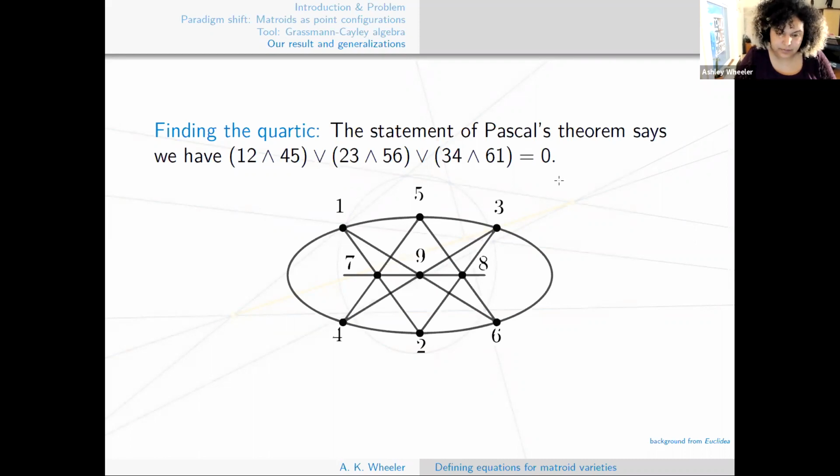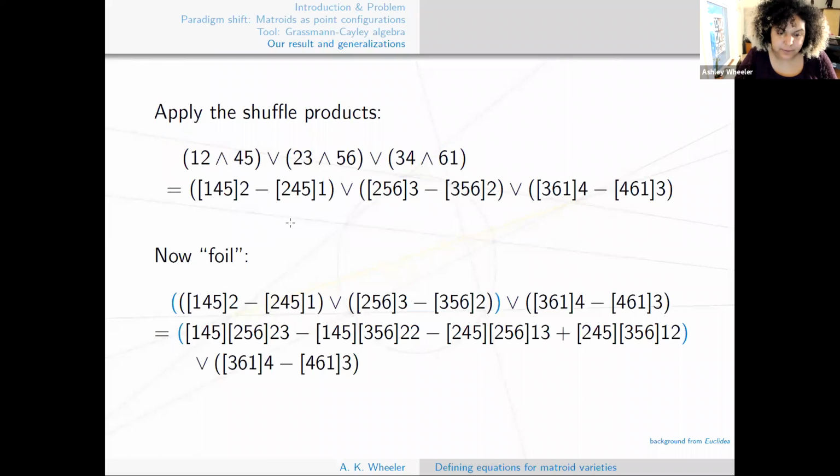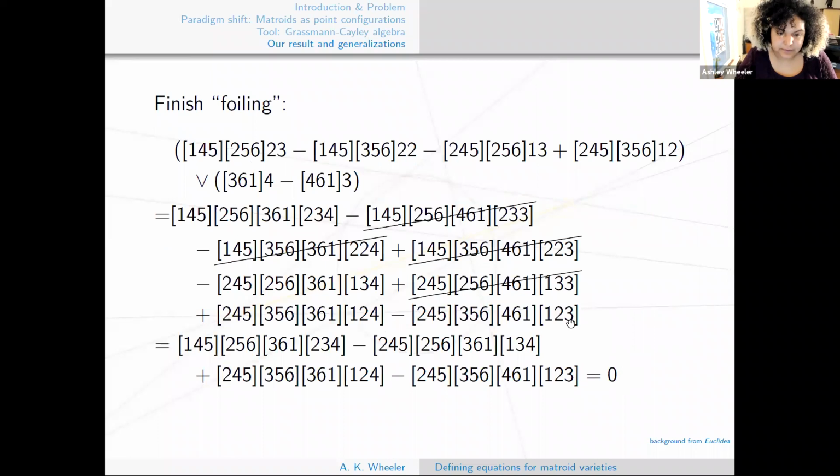So now just do the algebra, apply the shuffle product. Each one of these parentheses is a shuffle product. And then FOIL. So literally FOIL, this expression in the blue parentheses FOILs into this expression in the blue parentheses. And then finish FOILing. And you get a bunch of canceling. The reason is because you have these brackets with repeated entries. And these equal 0. So why do they equal 0?